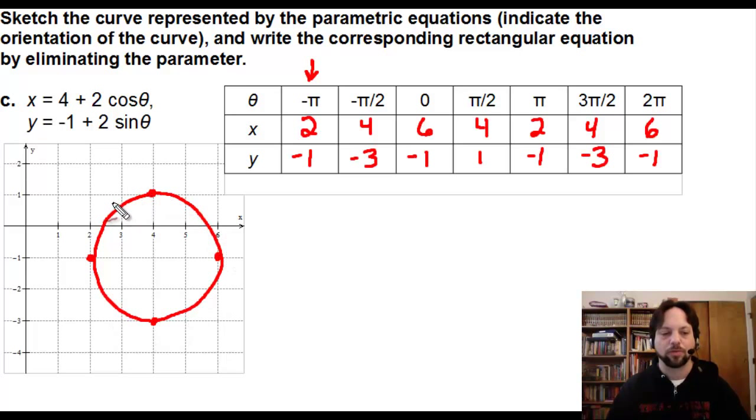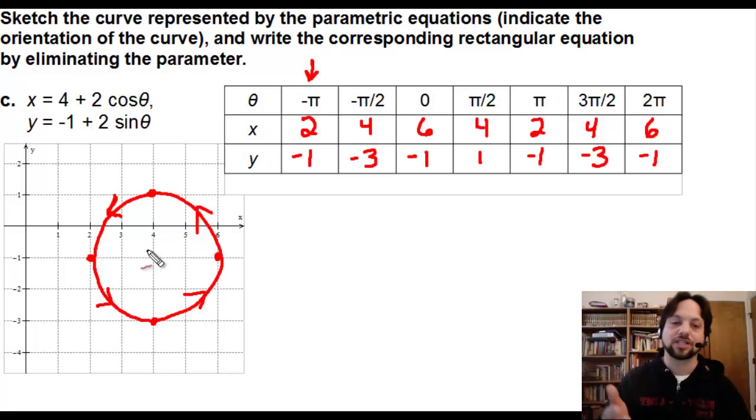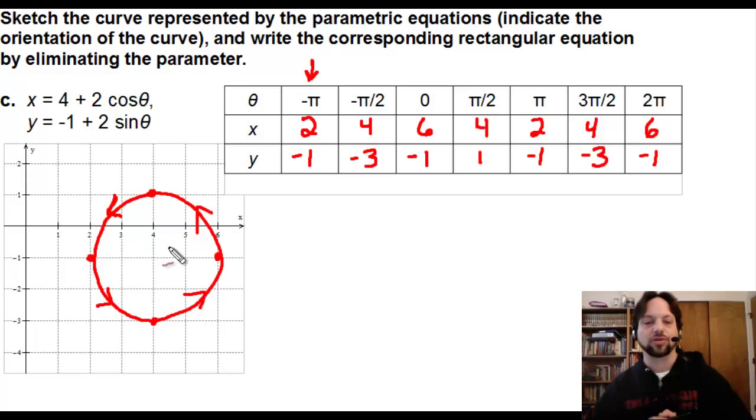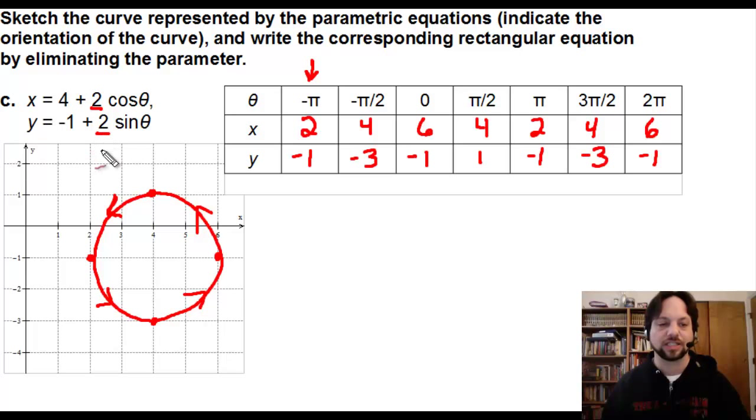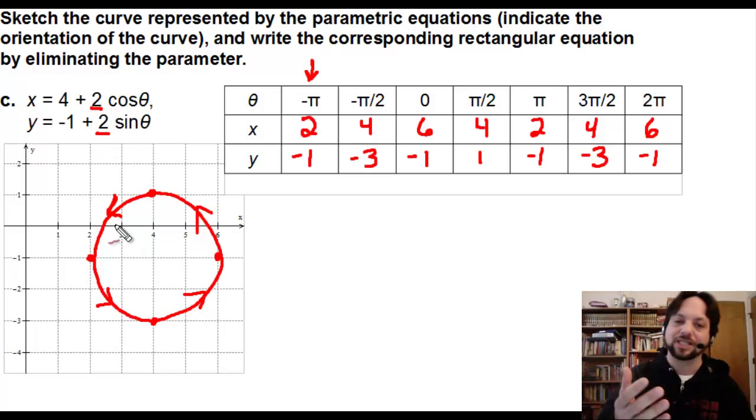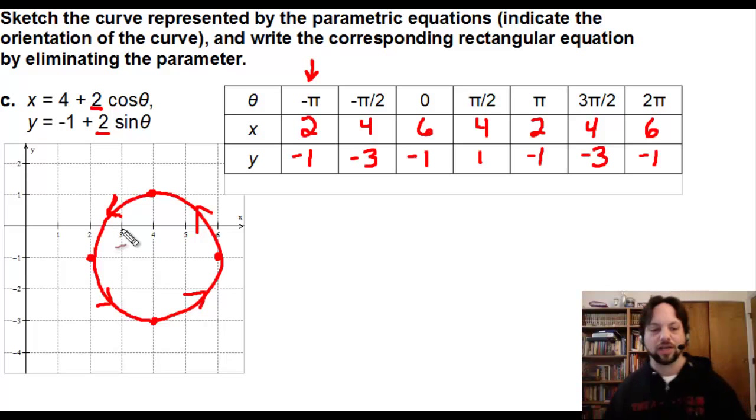Now, of course, if we plotted more points, we could see that this actually is a circle and not some weird funky diamond like you might try doing if you just connect them with straight lines. But this would be a circle. Interestingly, it is a circle going in the same orientation as our unit circle. It's not a unit circle necessarily because there are 2's in front of these sines and cosines here. But this tells me that it is going to be a 2-unit circle, if you will.